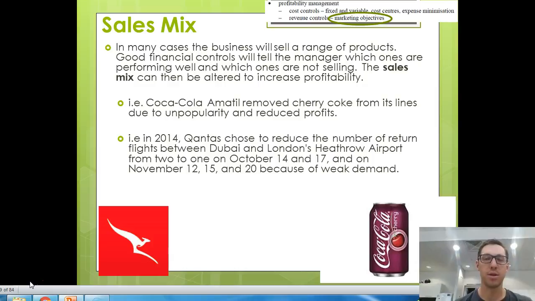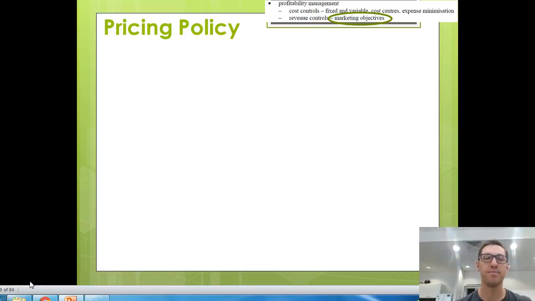Another example is Qantas. In 2014, Qantas, just within a short window of time, decided to reduce their flights between Dubai and London, because capacity, I think, was running at about 84%, and they would prefer to have capacity clearly around the 100% mark. And it was a short-term decision to change their sales mix, so to cancel some of those flights, because it was having an impact on overall profitability, because they weren't generating the revenue from the flying from Dubai to London. That was just one example of many decisions Qantas has made in respect to their sales mix to ultimately increase their revenue and therefore achieve their profit goals.